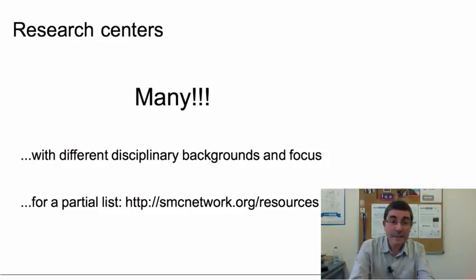And therefore the research centers will have different disciplinary backgrounds and focus depending on their context, on their faculty, the interest of the faculty that are running the center. So it's very important to really understand that, and to understand the personality of every center before you actually approach or you try to join or to basically learn from one of these research centers.